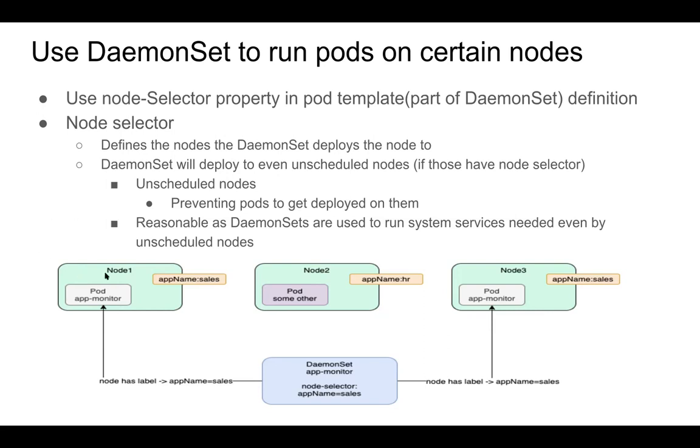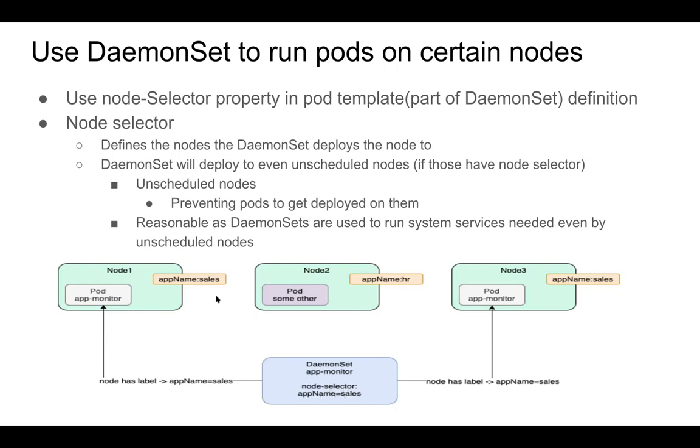In this example, you have node 1, node 2, and node 3. Remember, this label is on the node, not on the pod. So the nodes have labels app name sales, app name HR, and app name sales. And you have a daemon set. The daemon set name is app monitor, and the node selector in the daemon set is app name equal to sales.